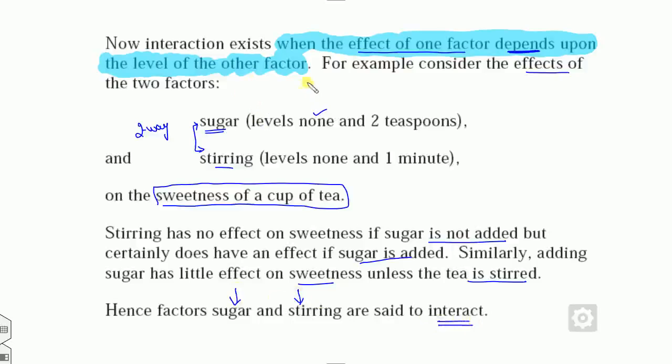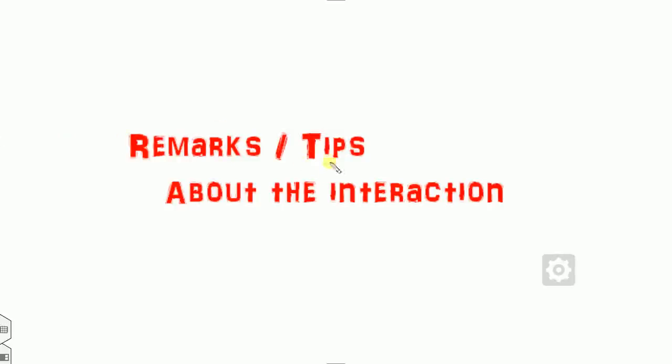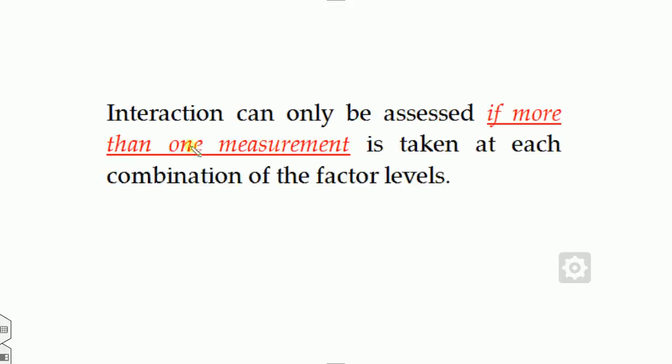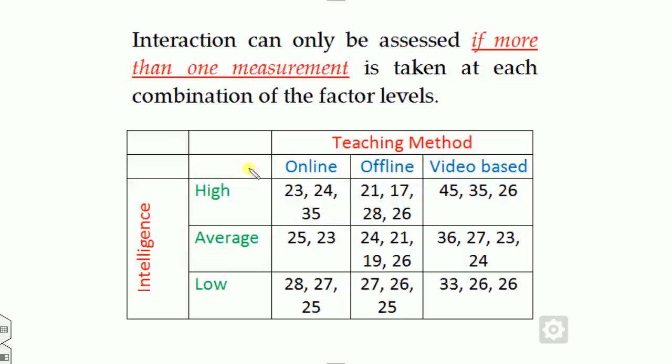So this is a factor. Now in this presentation, I just give you a remark about the interaction, when you analyze whether your two-way ANOVA has interaction or not. First of all, interaction can only be assessed if more than one measurement is taken at each combination. What is the meaning? Look at this example. I considered the previous example, teaching method and intelligence. Look at that, how many values are there? It has more than one.